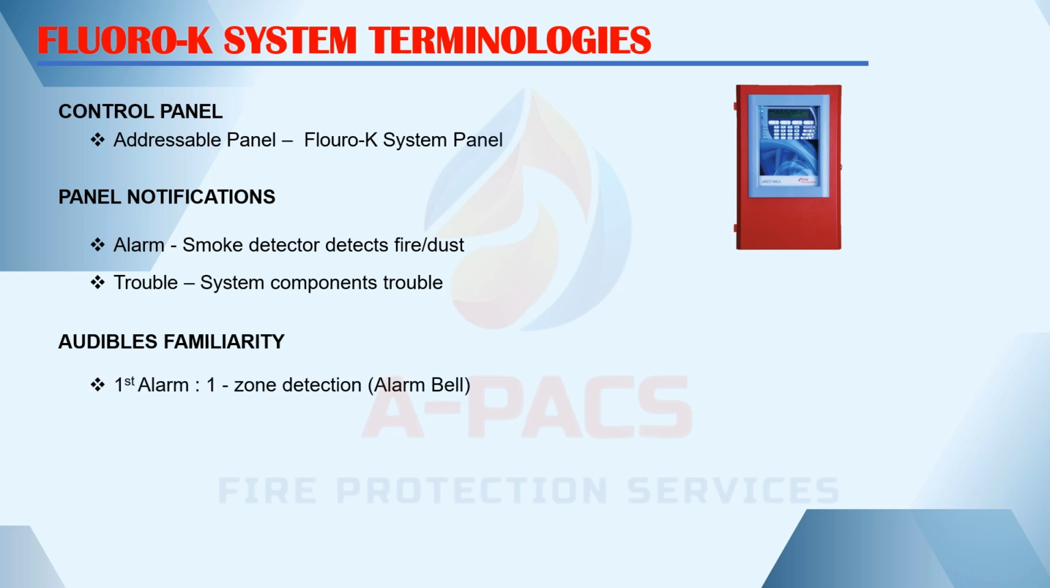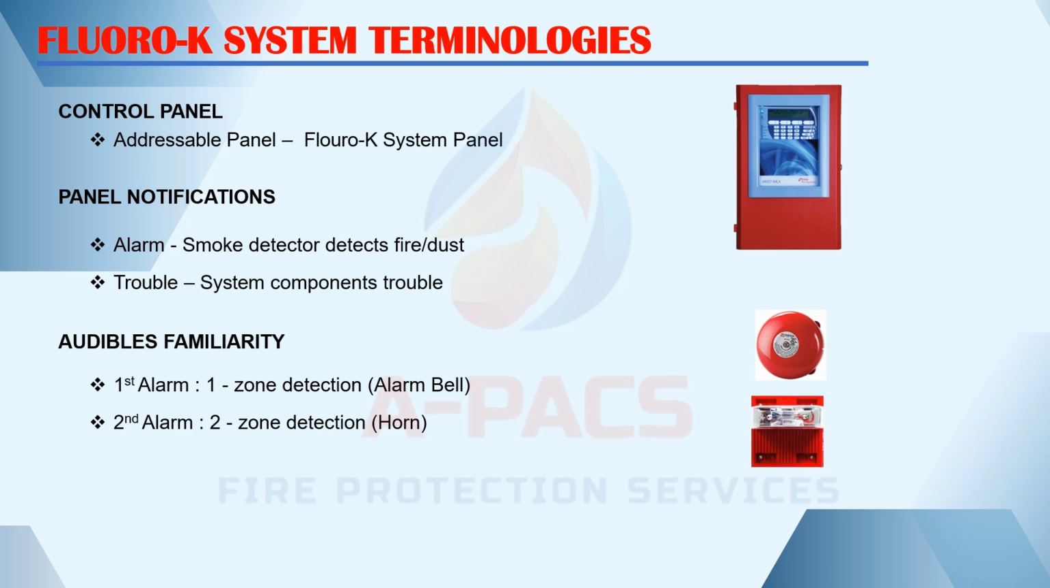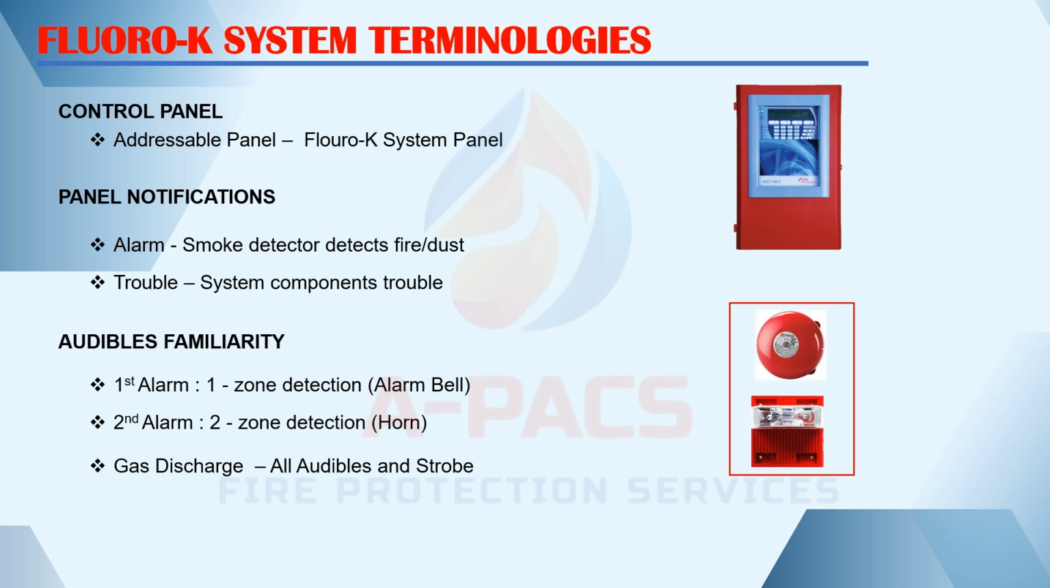First alarm is the first zone detection notification, alarm bell. Second alarm, by second zone detection, fire horn. And if during gas discharge, all audibles and strobe lights will be activated at the same time. The trouble alarm: problem with components, panel buzzer.